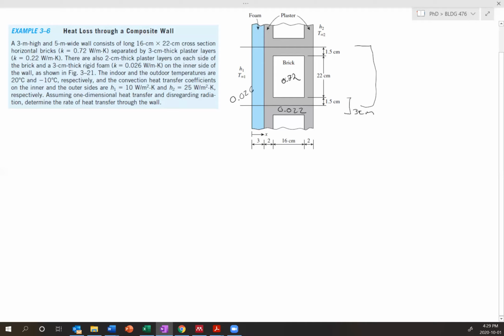The indoor and outdoor temperatures are 20 degrees Celsius. So we have 20 degrees Celsius in here, -10 out here. And we have the 2 convection coefficients. On the inside of the wall, we have 10 watts per meter squared. On the outside, 25. So assuming one-dimensional heat transfer and disregarding radiation, determine the rate of the heat transfer through the wall.